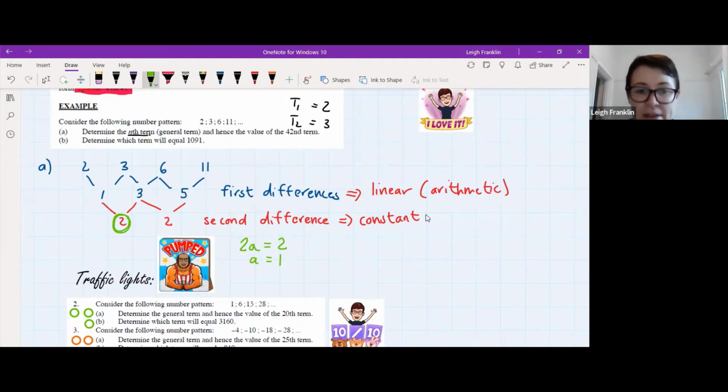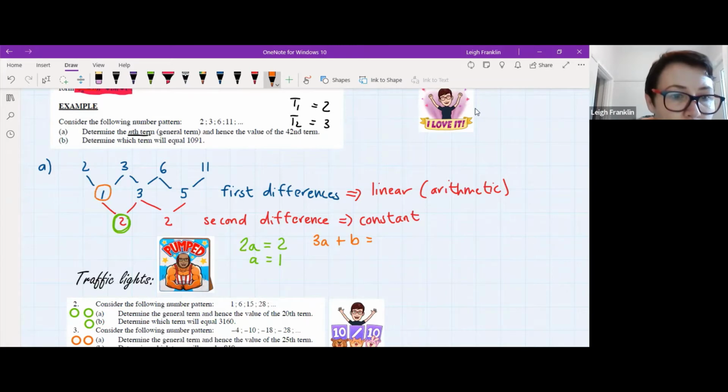Wonderful. The next rule that we have to learn, okay, you guys have to learn this, is 3a plus b. And 3a plus b is always equal to the first term of the first difference. Okay, it can't be equal to anything else. It has to be equal to the first term of the first difference. So in this case, it's going to be equal to 1.